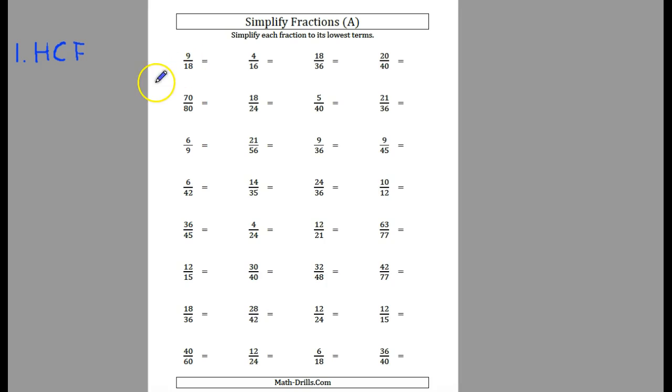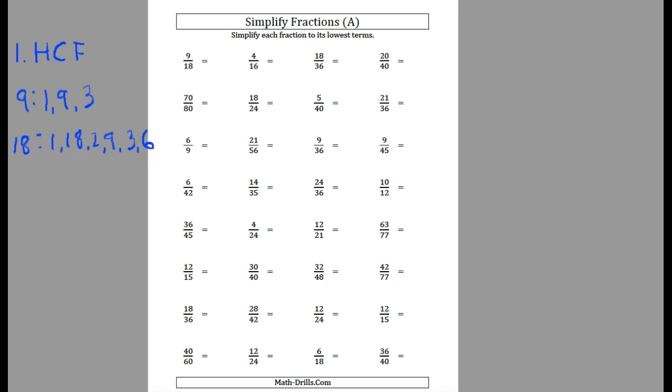So if we look at the first one, the highest common factor of 9 and 18. Now, for some of them, they'll come to you straight away. Others, you might actually have to write out what the factors are. So if we were looking at the number 9, the factors of 9 are 1 and 9, that's a factor pair, and also 3 and 3, but we don't write it twice, okay? And then for 18, we have 1 and 18. We can have 2 and 9. What else can we have? 3 and 6. And I think that is it.